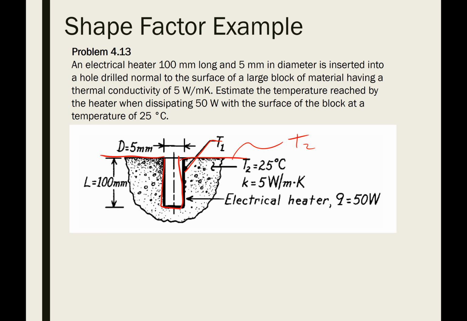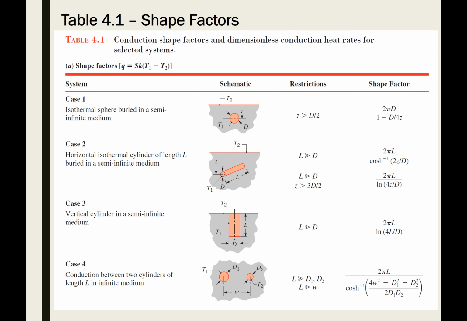We would look this up in a table that looks like this. This is table 4.1 in your book. I'm just showing you a few of these. But of those 4, which of those looks like the system from our example problem? Yeah, case 3. So then all you do is you find the different dimensions. You look up your shape factor, which in this case would be 2 pi times the length of the cylinder divided by the natural log of 4L divided by D, where D is the diameter of the cylinder.